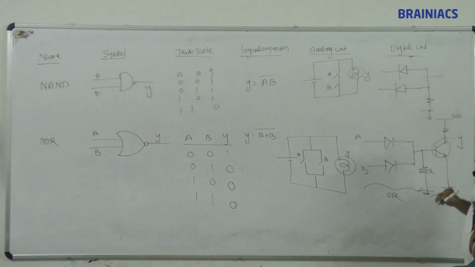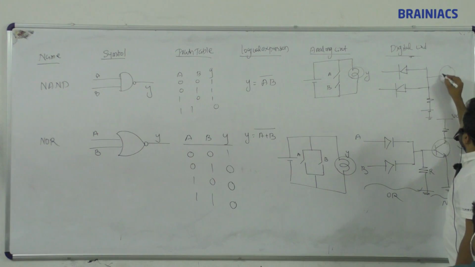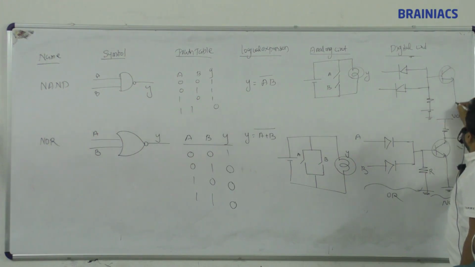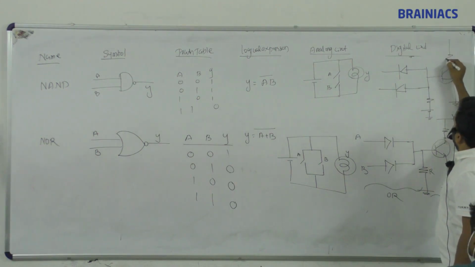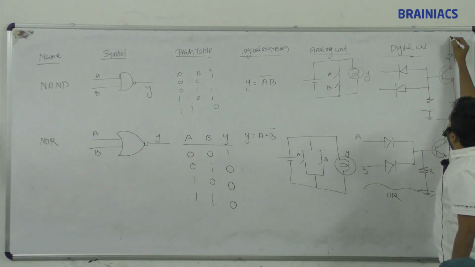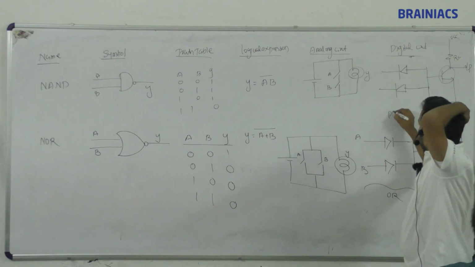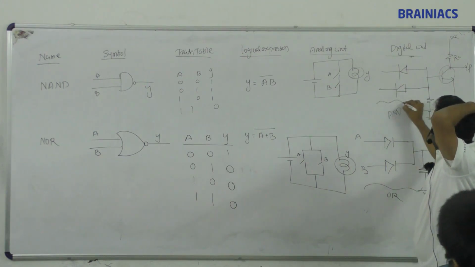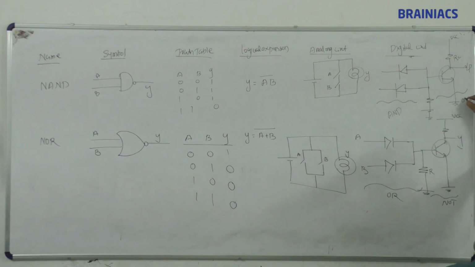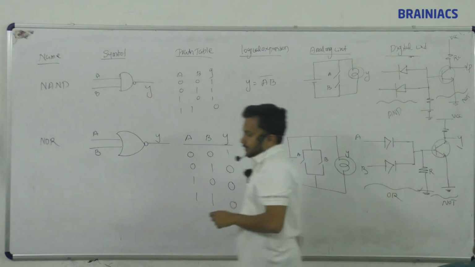Then this is connected to what? The balance resistor. This will give us an input, and this is an emitter, and this is connected, and this is RC, and then VCC, and this is the output. So this is an AND part, and this part is the NOT part.